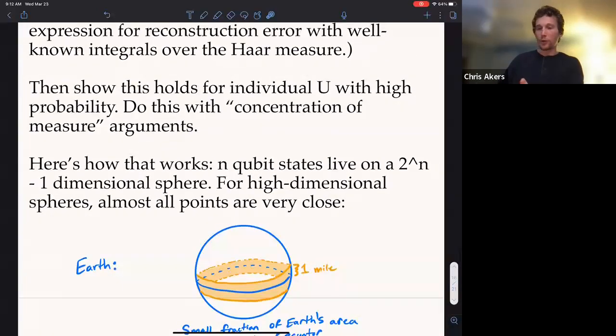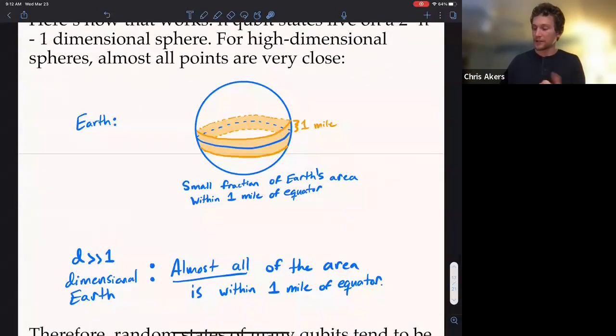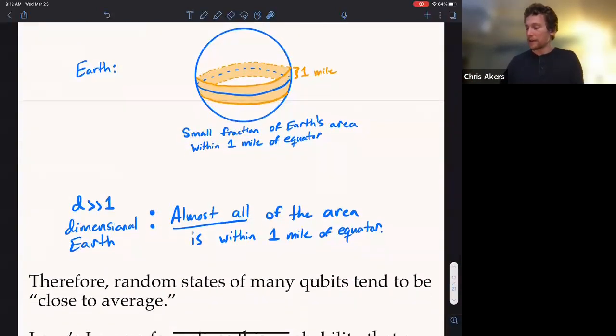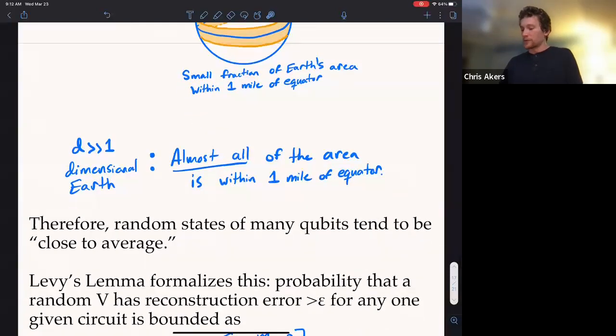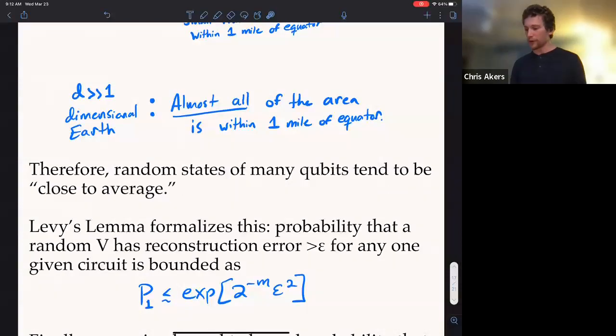I'm going to gloss over the intuition behind the concentration of measure arguments, but I'm happy to go back to it. Formally, we're using Levy's lemma. And what you get at the output is that if I just fix the U, then that U with high probability will be able to reconstruct a given circuit, any given circuit. So the probability that it can't reconstruct a given circuit is doubly exponentially small.